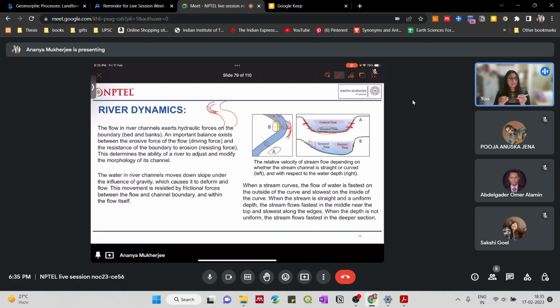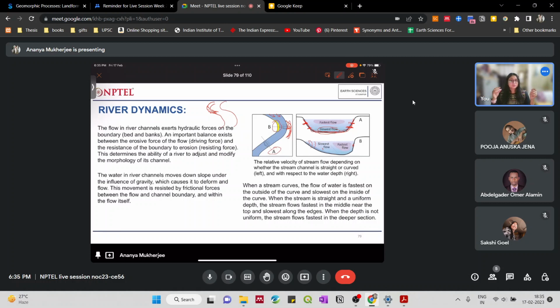So this happens in any system. As we have spoken before, any system needs to be in balance. The amount that it is eroding and the amount it is depositing, there needs to be a balance between the two for the channel to be in an equilibrium state, or to have the ability to adapt to the changes that it is going to experience while flowing from one place to another.